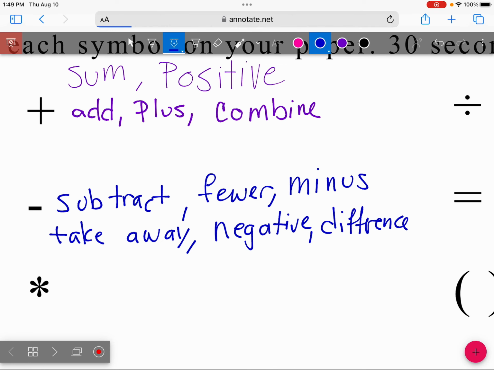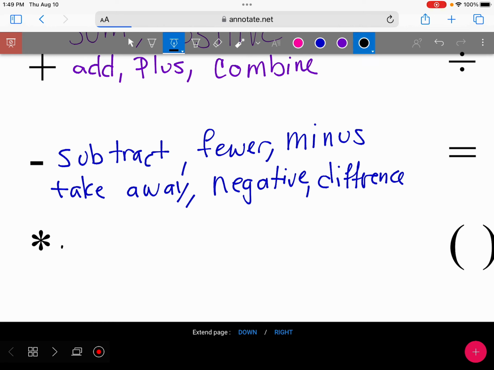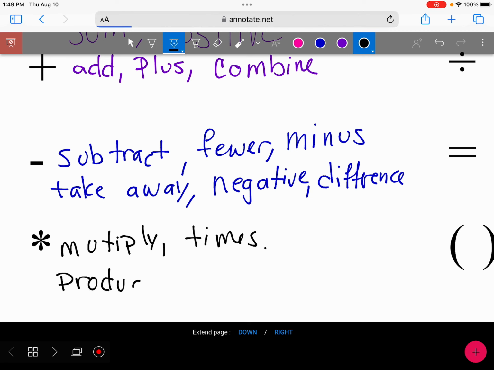So on our little star here, good. A lot of us caught that that is in fact multiplication. Multiply or times. This one also could be the product. The product of 5 and 3 is 15.